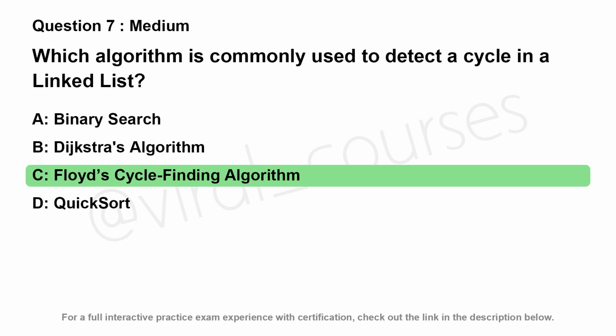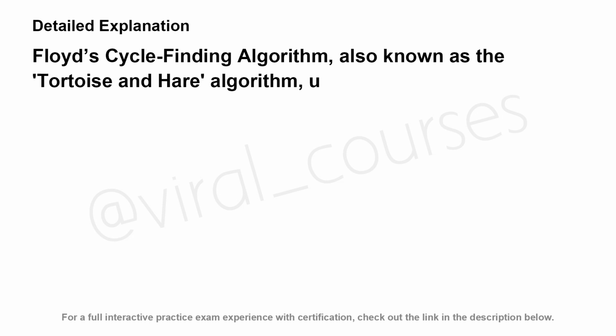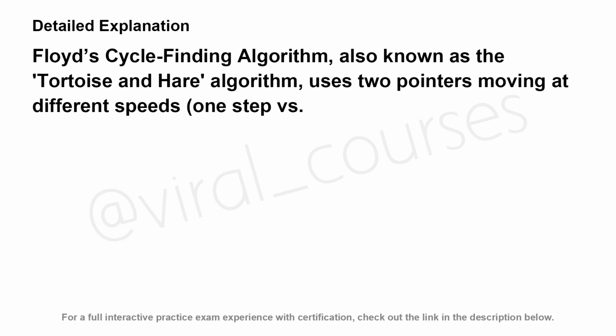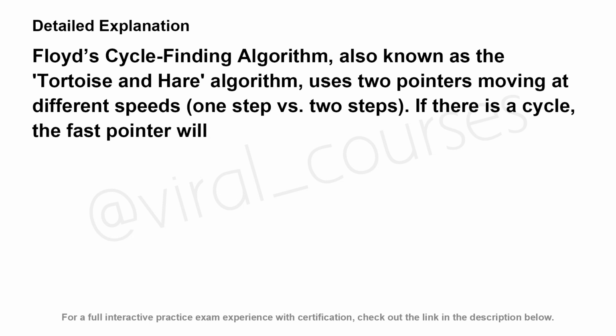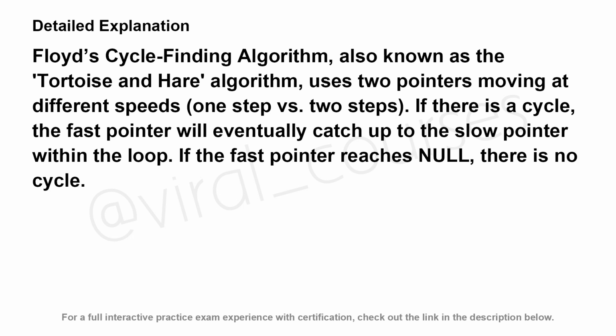The correct answer is C. Floyd's cycle finding algorithm, also known as the tortoise and hare algorithm, uses two pointers moving at different speeds: 1 step versus 2 steps. If there is a cycle, the fast pointer will eventually catch up to the slow pointer within the loop. If the fast pointer reaches null, there is no cycle.